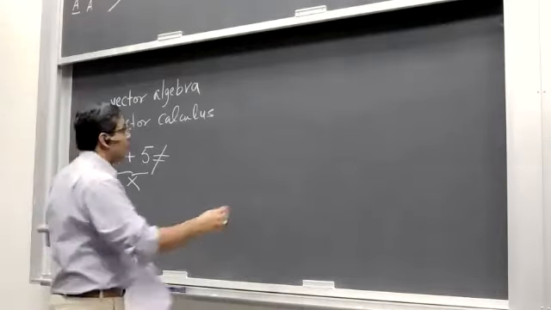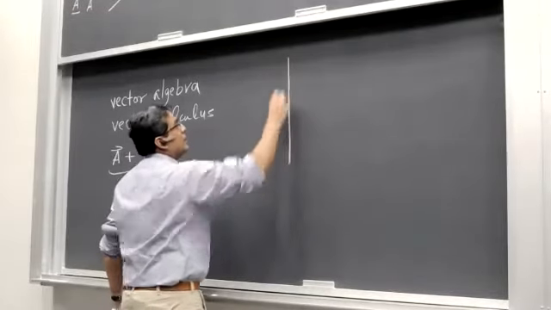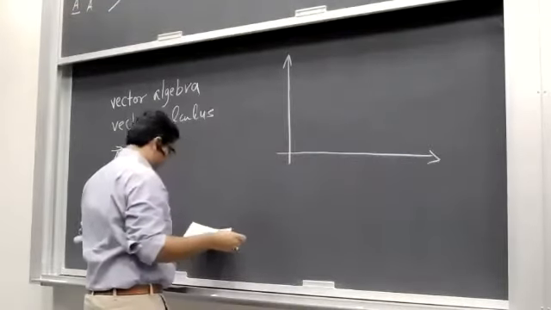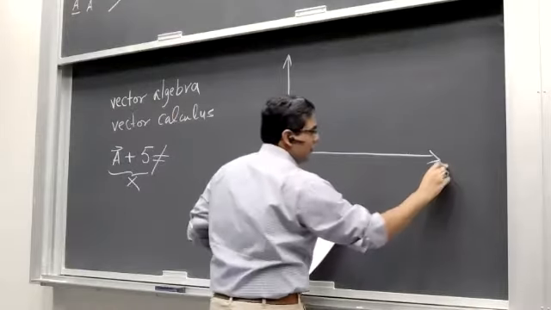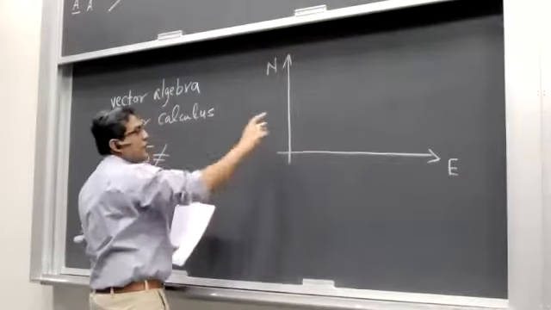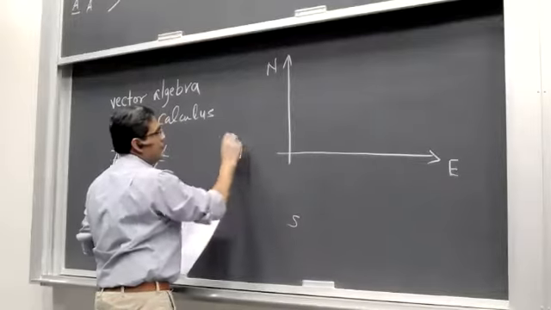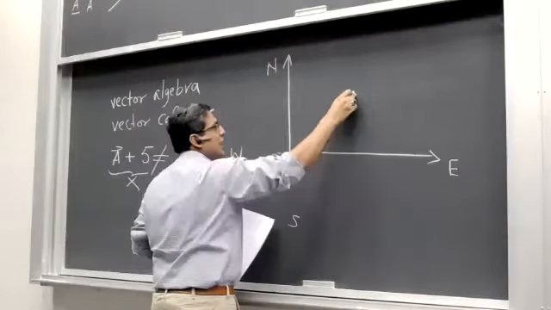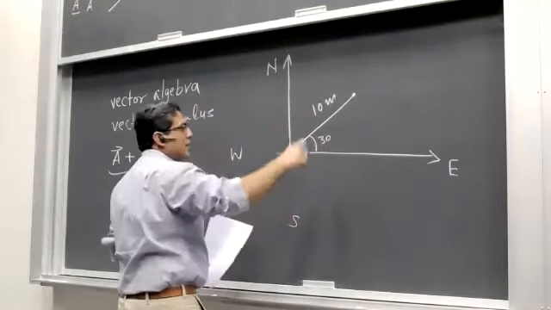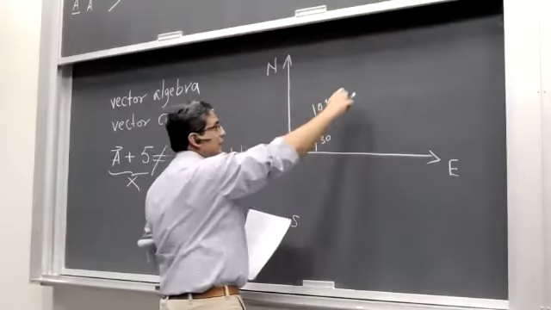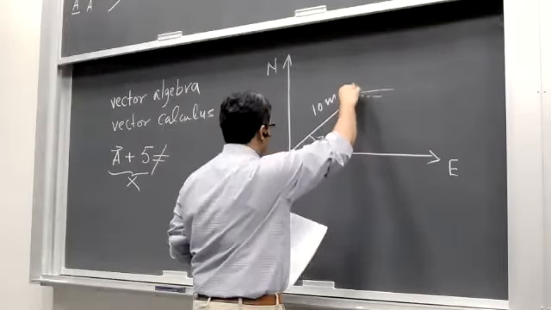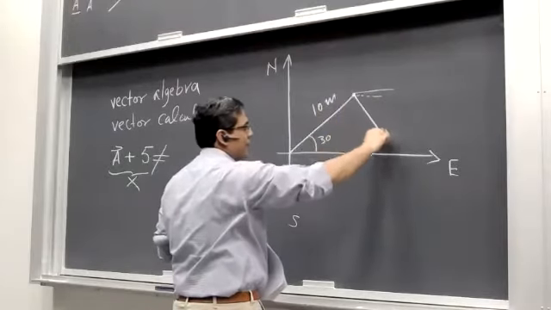So let's say the example that we considered before, that we have this person, north, east, south, west, who goes 30 degrees and 10 meters, and then first northeast, and then makes some angle and then goes basically southeast, right?